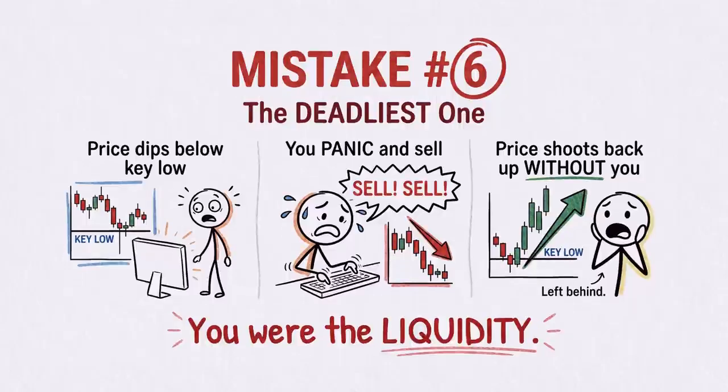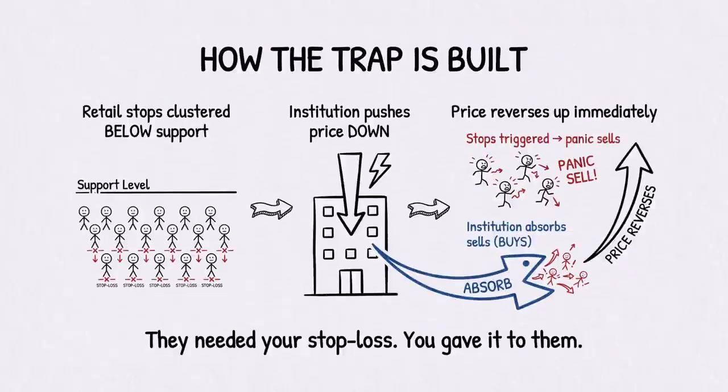Mistake number 6, and this is the deadliest one, confusing a liquidity sweep for a trend reversal. Price dips below a key low. You panic, you sell. Price immediately shoots back up without you. This happens because institutions need your stop loss to fill their buy orders. They push price below support specifically to trigger panic selling. Then they absorb those sells and move price right back up.